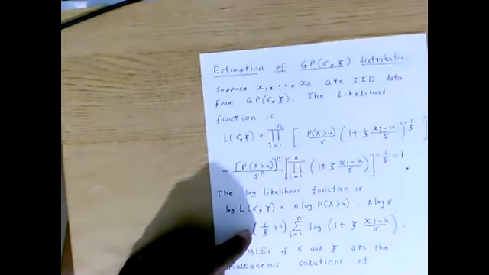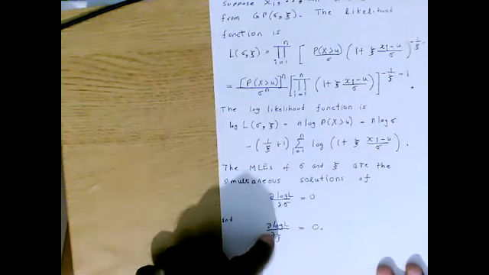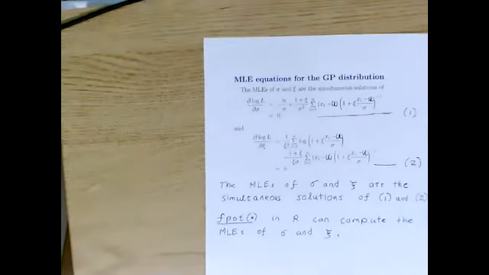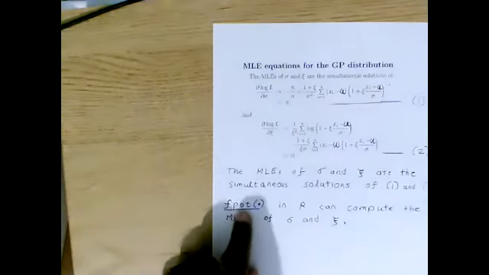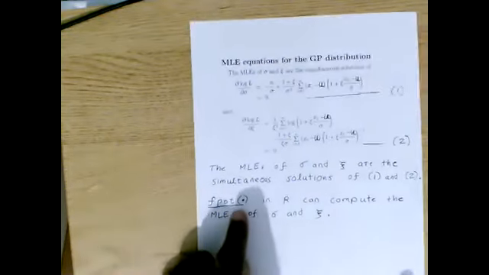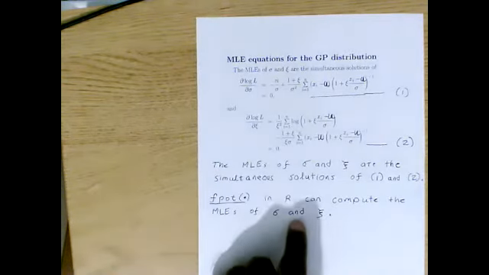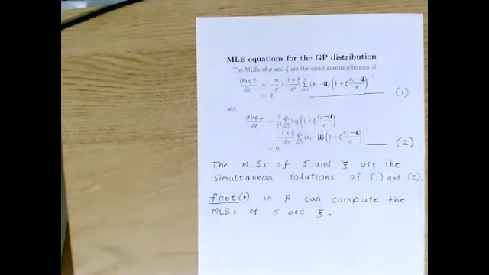This is the likelihood function. This is the log likelihood function. And these are the 2 partial derivatives set to 0. And you can actually work out the 2 partial derivatives to be this and this. And there is a function in R called FPOT that you can solve to obtain the MLEs for sigma and psi. All right. So that's definition 2.